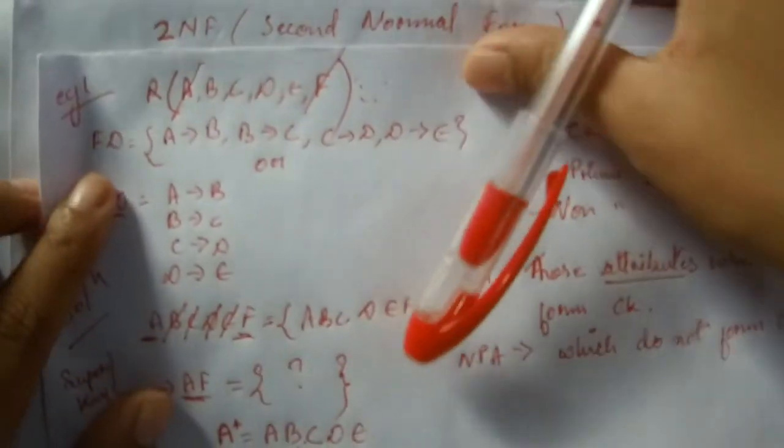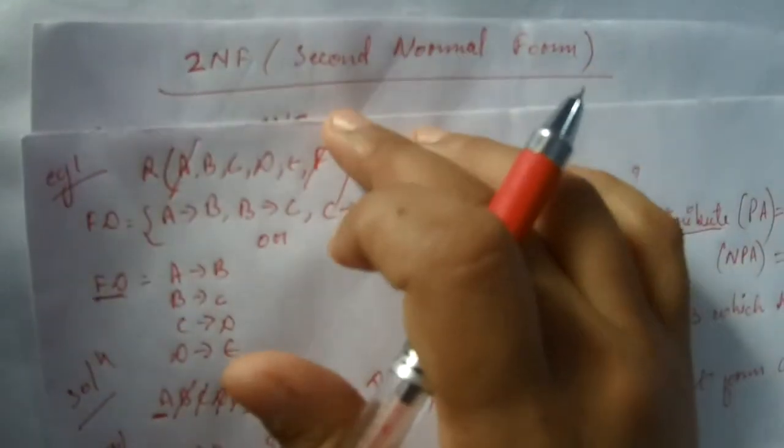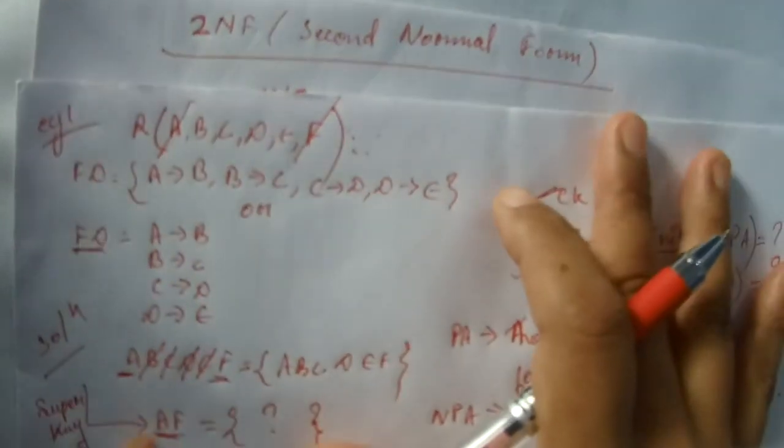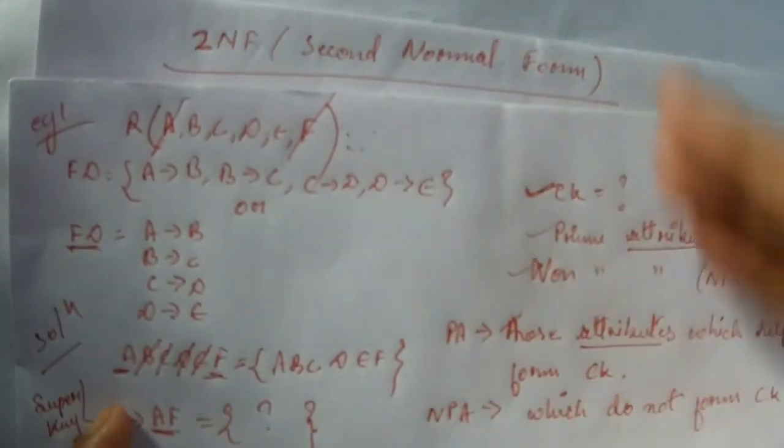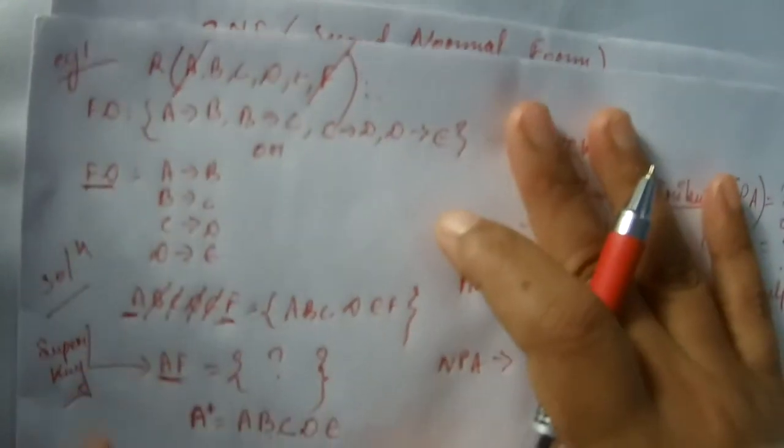So this is how we are going to find whether the given relation is in second normal form or not. To find the second normal form, first of all we need to find the candidate key, prime attributes and non-prime attributes, and this is the method to find these attributes.